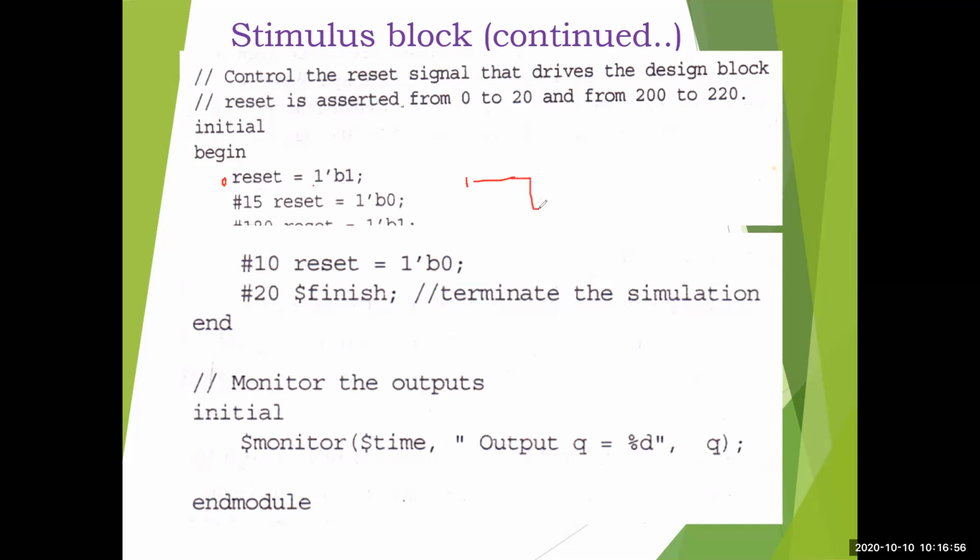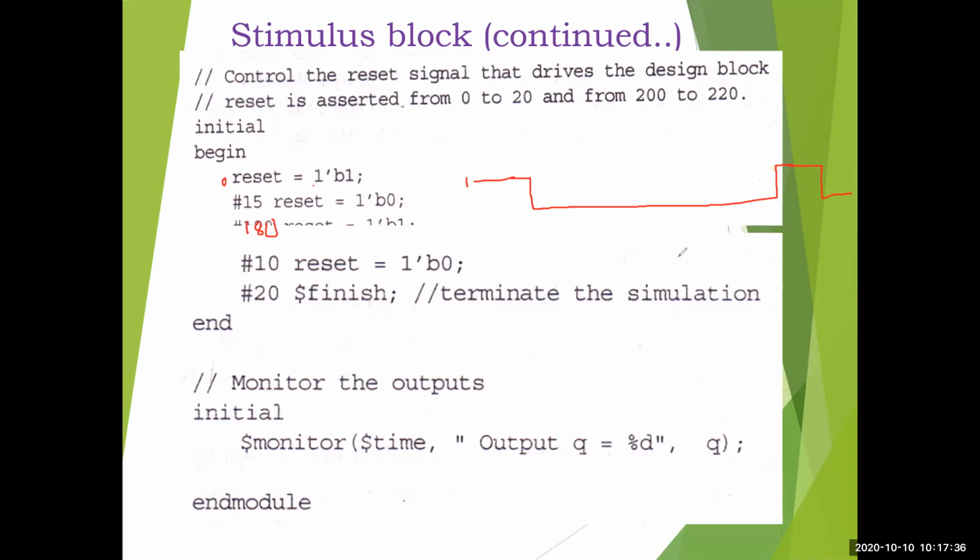It will continue as 0 till 180. It is not clear here, but this is 180, reset is equal to 1'b0. That means 0 plus 15, then 15 plus 180 means 195. Till 195 it will be completely 0. At 195 it will become 1, and it will stay up to 10 time units. 195 plus 10 means 205. Till 205 it will be 1, then it will be 0, and again after 20 time units, finish. That means end the simulation. So it is going to stop here.